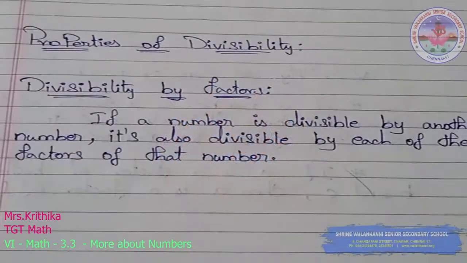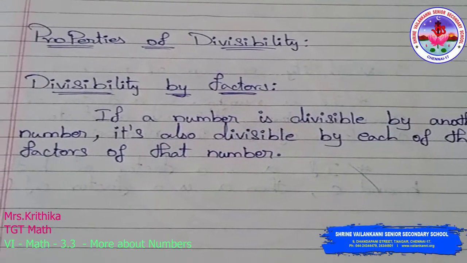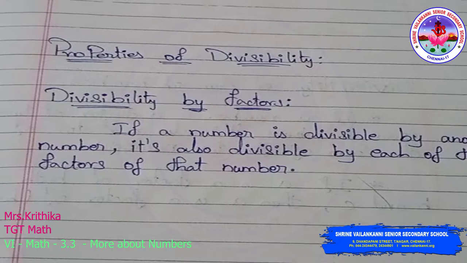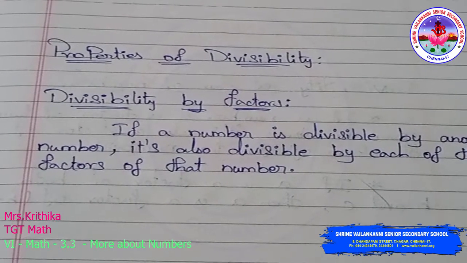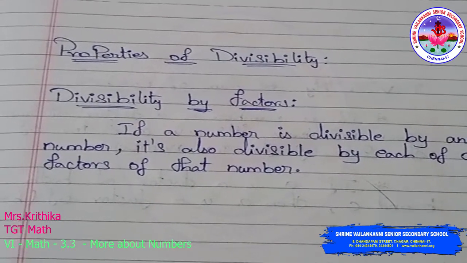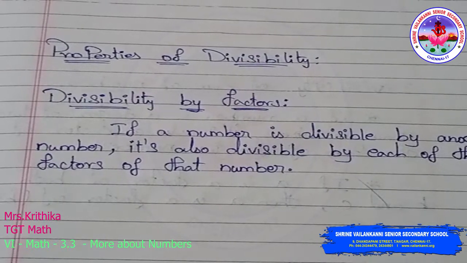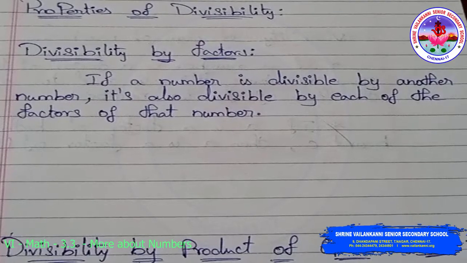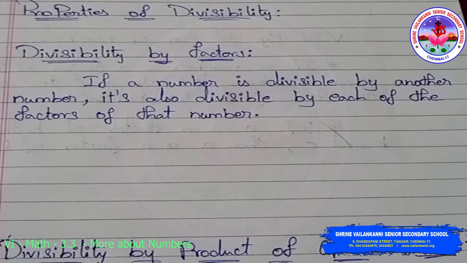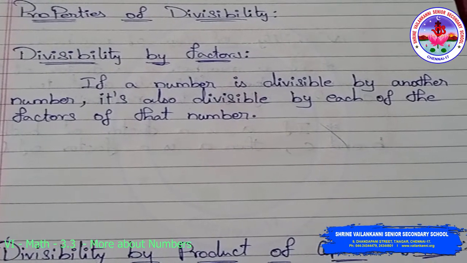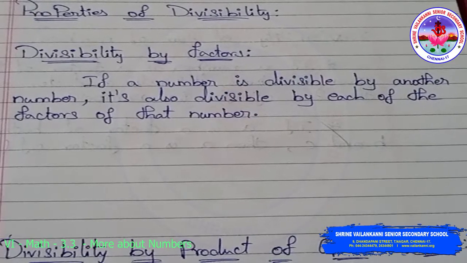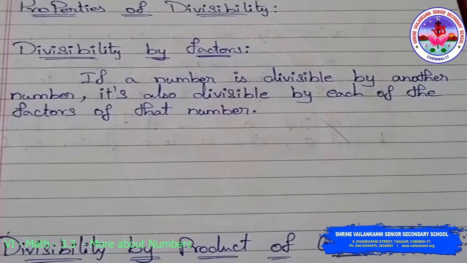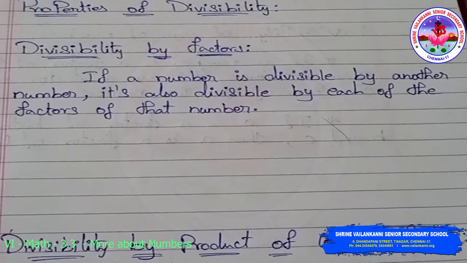The next topic is properties of divisibility. A study of general properties of divisibility helps in understanding the divisibility rules better and to make divisibility rules for other numbers. The first one is divisibility by factors. If a number is divisible by another number, it is also divisible by each of the factors of that number.